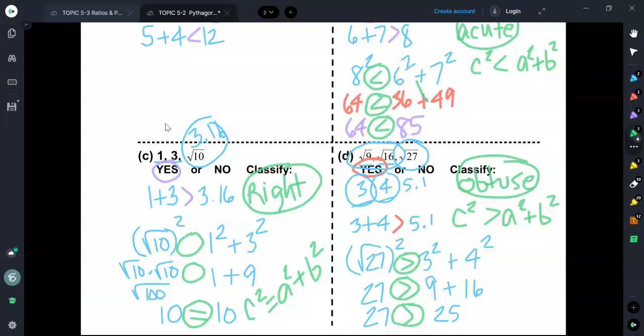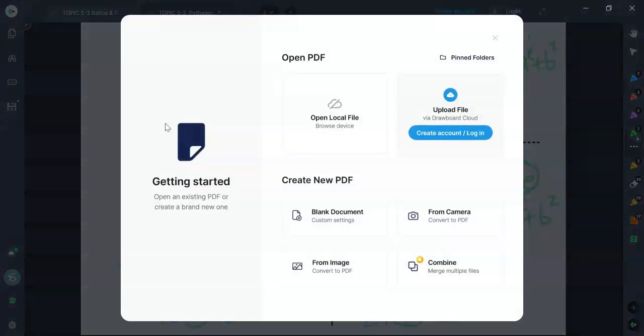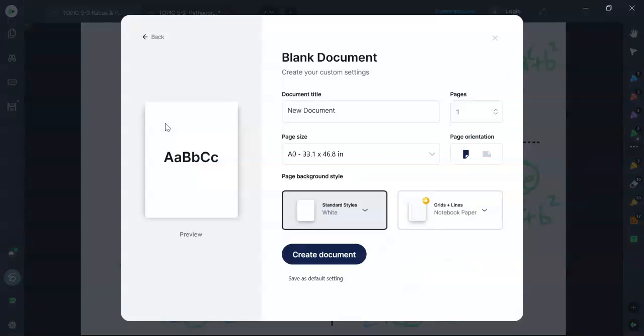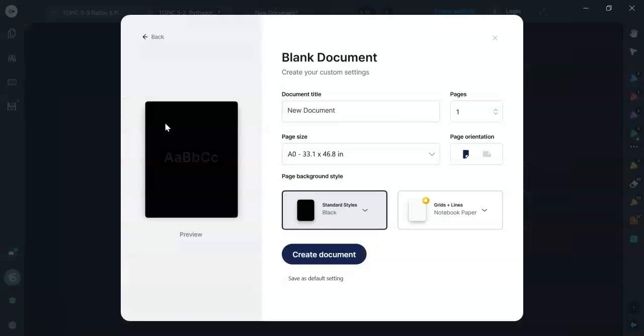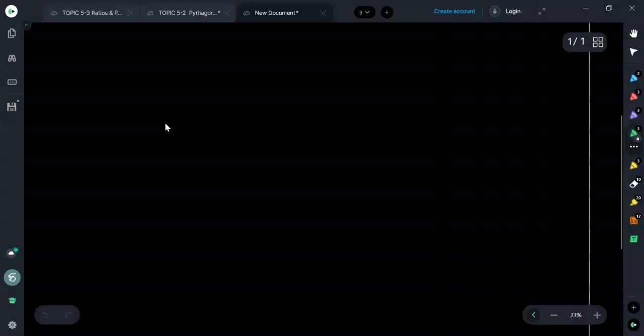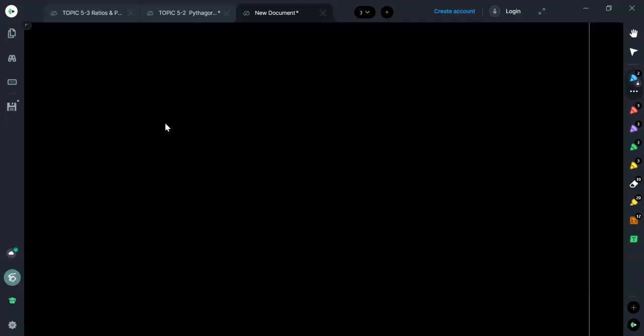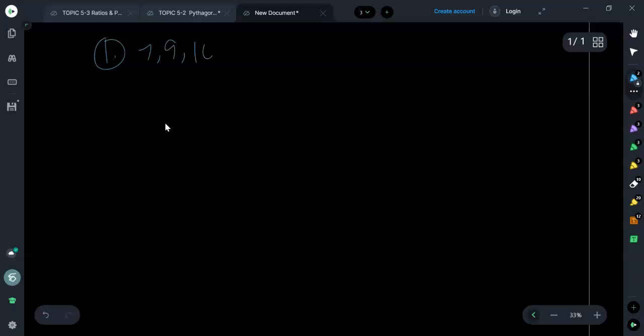Now I'm going to show you a few more examples to make things a little bit easier. I'm going to open up another document, a blank document here, and let's make this a colorful one. And I'm going to zoom in. So let me give you some numbers, and let's determine what kind of triangles they are. Okay, number 1: 7, 9, 10.